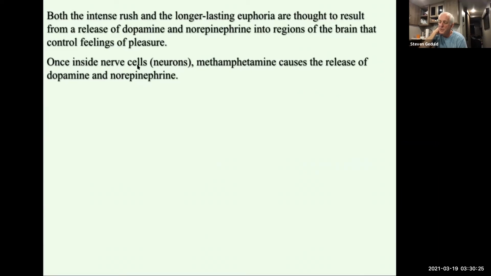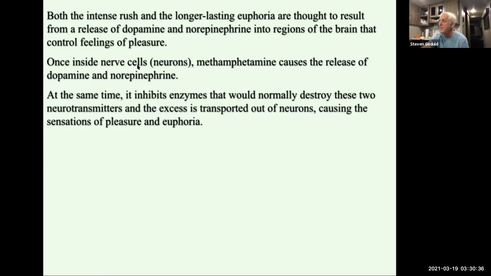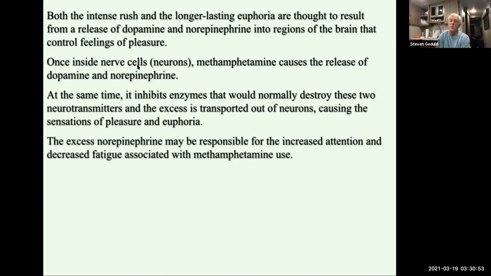Once inside nerve cells, methamphetamine causes a release of dopamine and norepinephrine. Those are neurotransmitters, so they stimulate certain events from your pleasure centers. At the same time, it inhibits enzymes that would normally destroy these two neurotransmitters. So normally we break them down, now they're not being broken down. The excess neurotransmitters cause sensation and pleasure to last longer because the breakdown is being stopped. The excess norepinephrine may be responsible for the increased attention and decreased fatigue associated with methamphetamines.